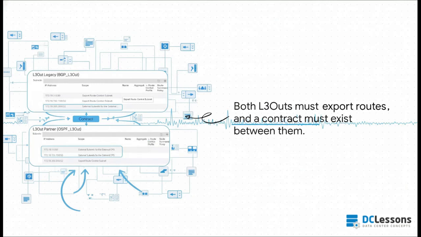This slide right here is where it all clicks. For this to be a two-way conversation, the setup has to be symmetrical. You see the top L3 out? It's exporting its routes down. And the bottom L3 out? It's exporting its routes up. You need that route exchange happening in both directions. And then, tying it all together right in the middle, you see the contract. That's the final piece of the puzzle that gives the traffic permission to actually flow.